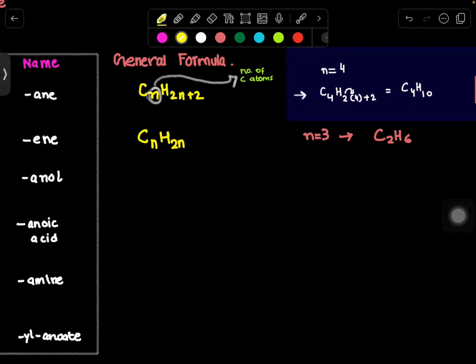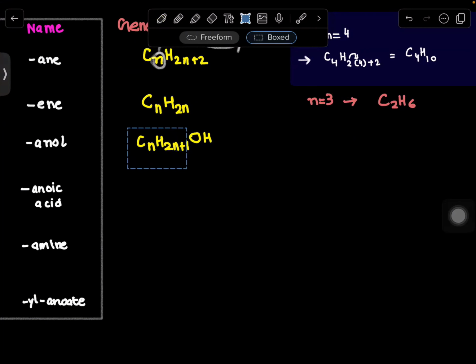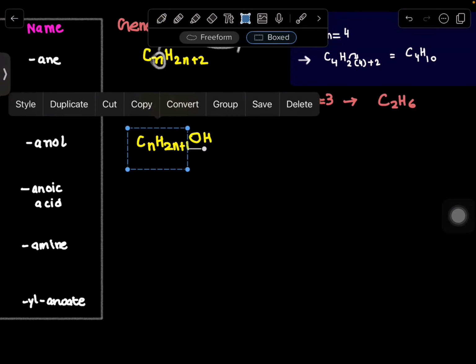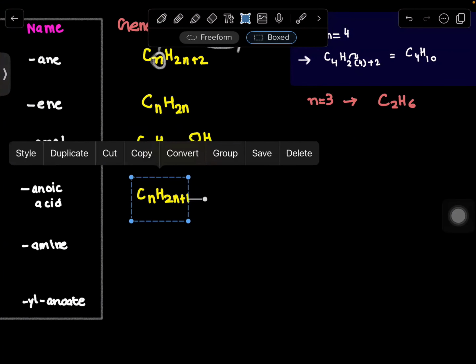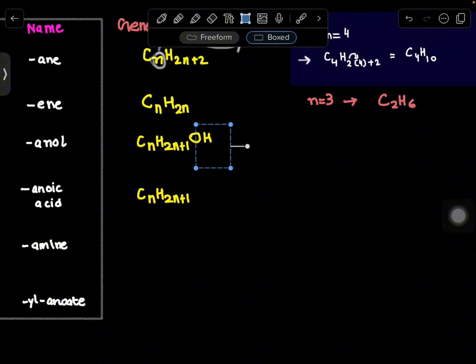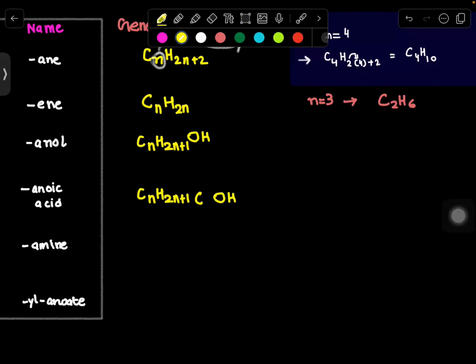Next, you have the general formula of alcohols. It's CnH2n+1OH. And the general formula of acids is pretty similar. You have this entire CnH2n+1 part identical, but instead of OH, you have COOH.